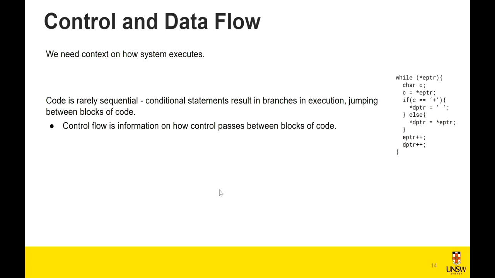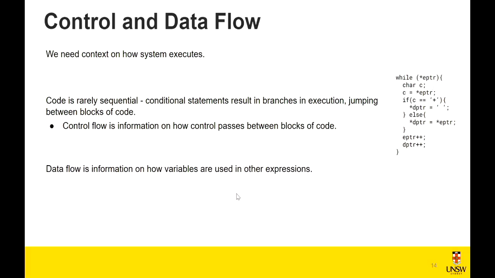For example, for this simple C program, we could have multiple branches when we execute because we have the while here, and we have the if and else there. So when we execute this program, it's not running statement by statement. It's actually running according to these control flow restrictions.